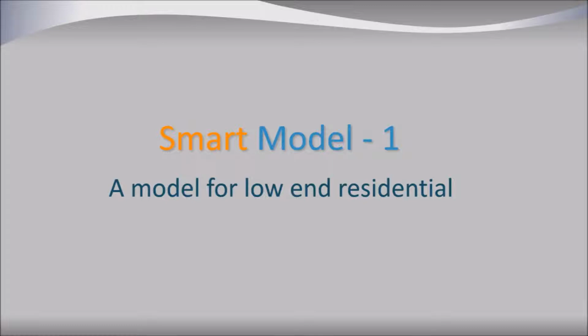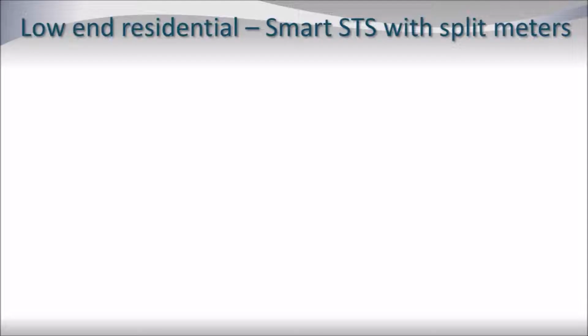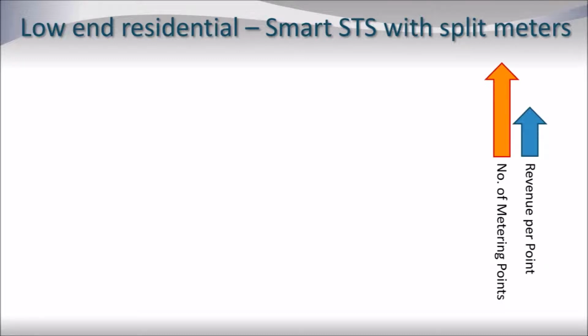So the first model I want to show you pertains to low-end residential. The recommended low-end residential model is with SDS split meters, which have bidirectional communication. This kind of model is suitable for where there are a large number of metering points, but where the revenue per point is not large, but then conversely the scope of services required is not large.